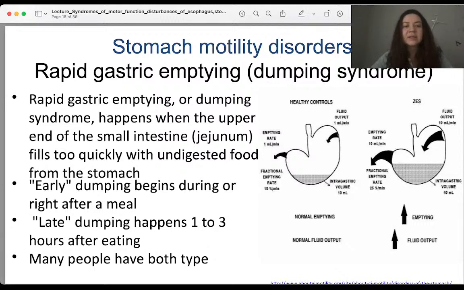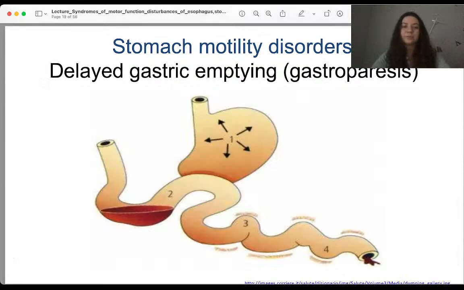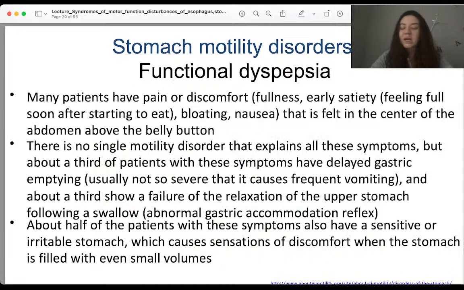Early dumping begins during or right after the meal. Late dumping happens 1 to 3 hours after eating. Many people have both types, symptoms of early dumping and symptoms of late dumping syndrome. Here you see a typical picture for gastroparesis. And the next syndrome is functional dyspepsia.